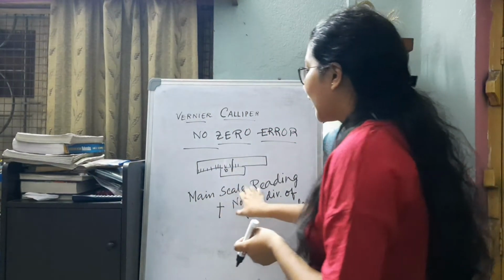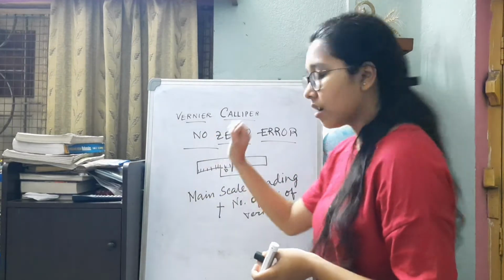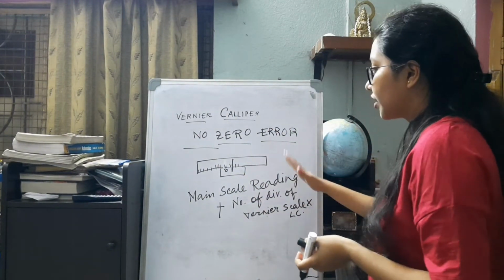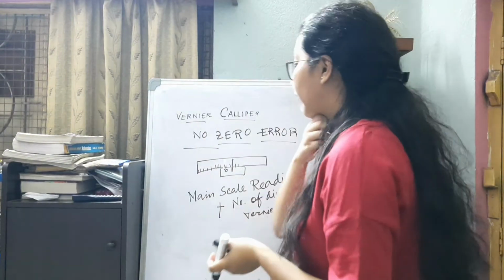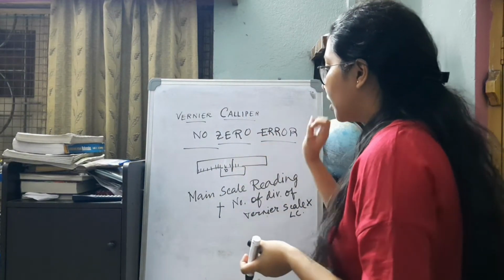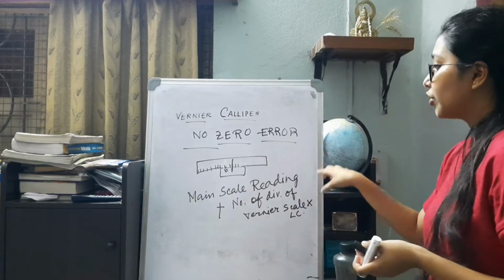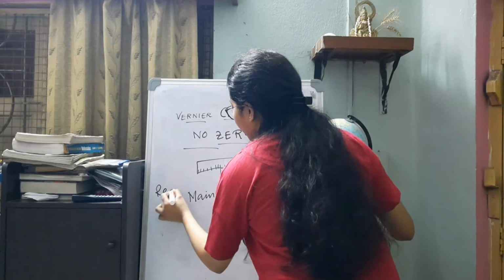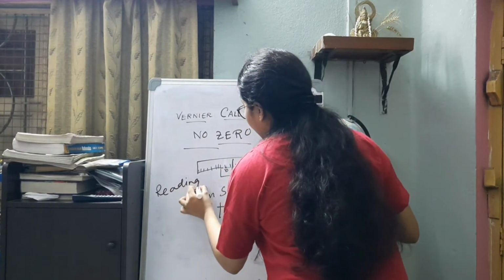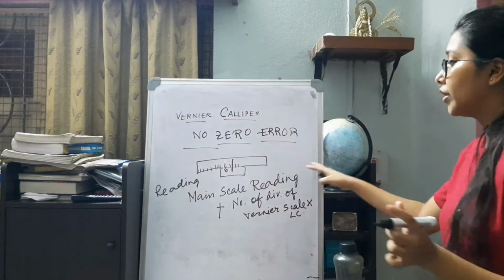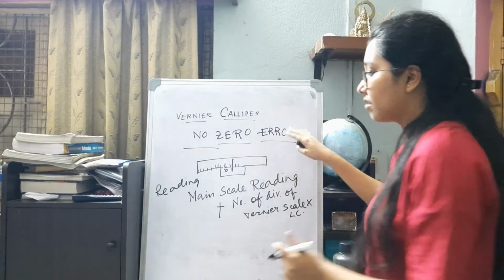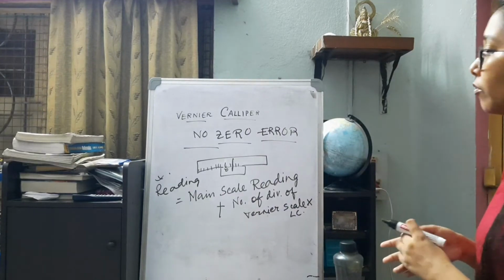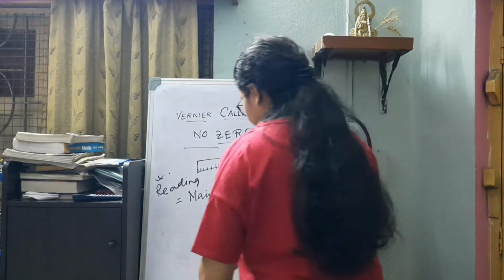So the main scale reading just before the zero mark plus whatever be the number of divisions of the vernier scale for which the division of the vernier scale coincides with the main scale, these number of divisions of the vernier scale into the least count. So this is the reading. So this is how a reading is done. I hope you have understood. You can also note down the formula. This is very important. And this is how we go for the calculation when there is no zero error.